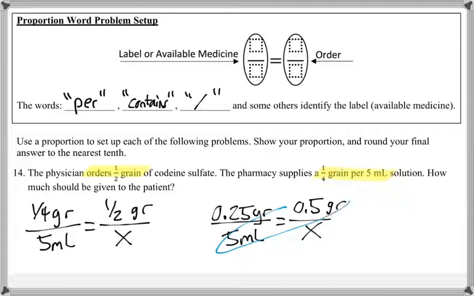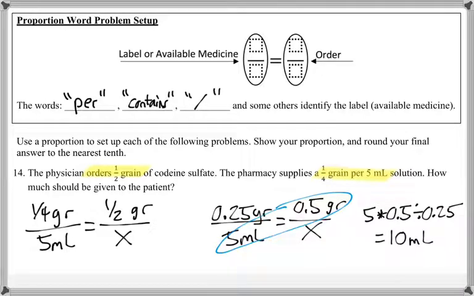So I'm going to multiply the diagonal that does not have the X and then divide by the other number. So 5 times 0.5 divided by 0.25. And we get 10. So this will be 10 milliliters.